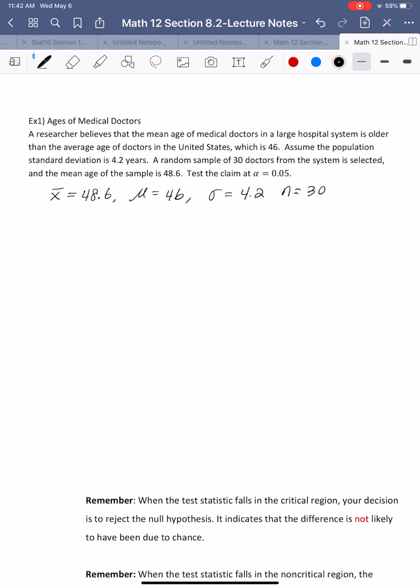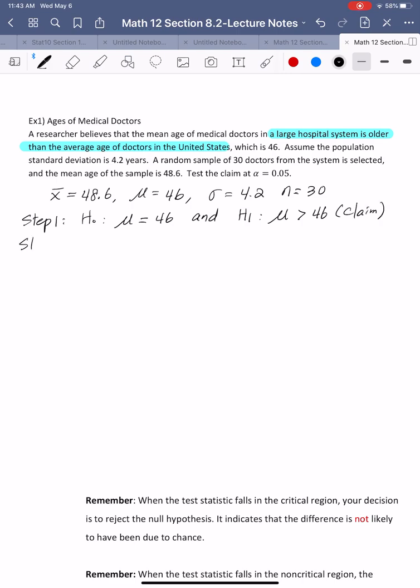Step 1, the hypotheses. The null hypothesis H0 is mu equals 46, and H1 is mu greater than 46, because the claim says that the doctors in the larger hospital system are older than the average doctor in the United States. So the alternative hypothesis is the claim.